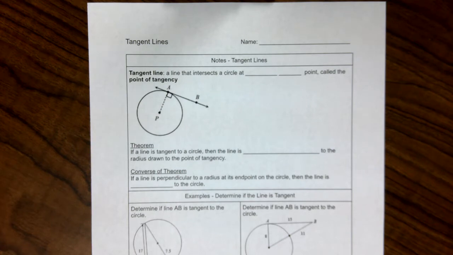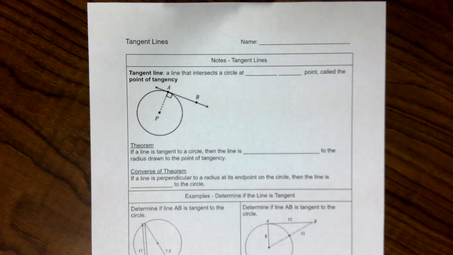All right, we're going to continue with talking about circles. And today we're going to talk about tangent lines. So you've heard the word tangent before in this class when we talked about trigonometry, sine, cosine, and tangent. But it's not the same thing, so I don't want you to get confused. They use the same word to talk about two different things.